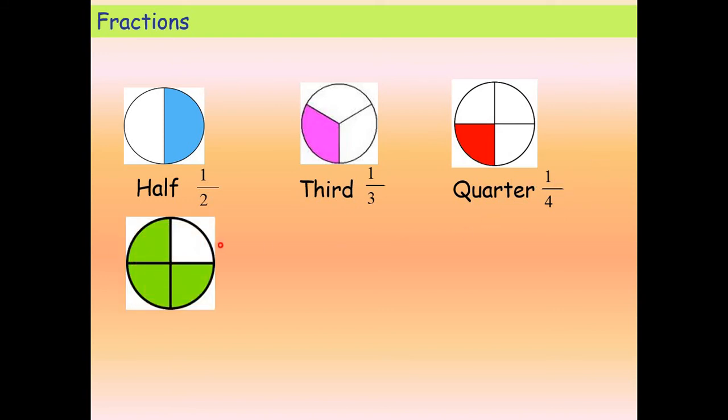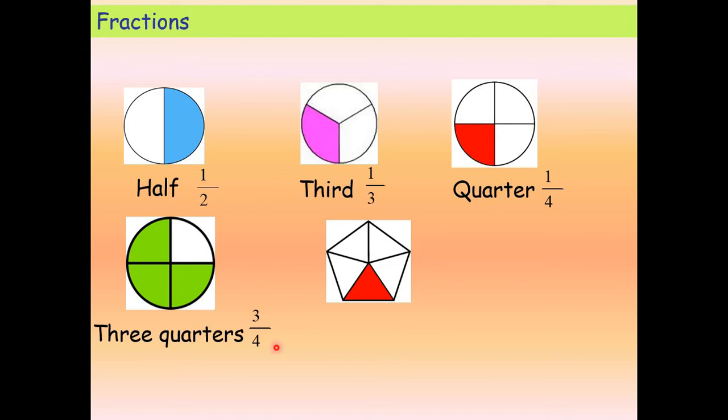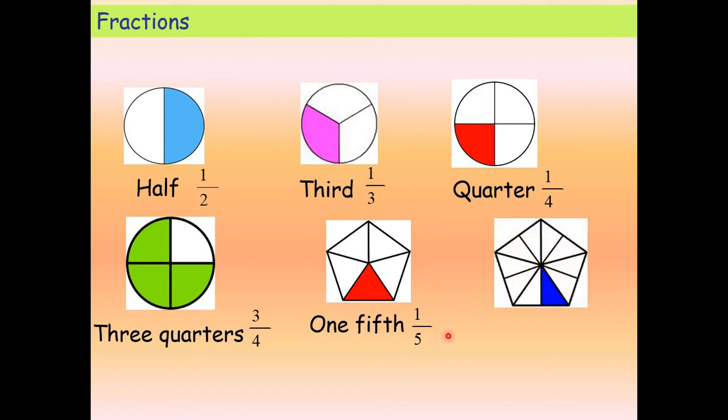This one here, again, we've got a shape that's been split into 4 parts, but this time 3 of them have been coloured in. So we would have 3 quarters, 3/4. Another shape with 1, 2, 3, 4, 5 sections, and 1 of those sections has been coloured in. So we have 1/5. And finally, the shape here that's been cut into 1, 2, 3, 4, 5, 6, 7, 8, 9, 10 pieces. 1 of them has been coloured in, so it would be 1/10.